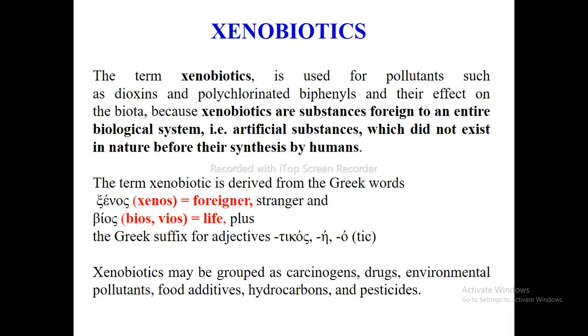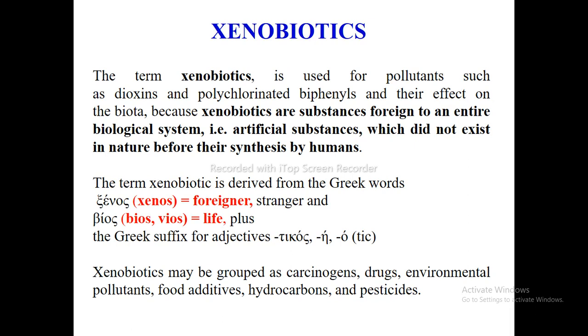Okay. Now what are xenobiotics? The term xenobiotics is used for pollutants such as dioxins, polychlorinated biphenyls, and their effect on the biota. Because xenobiotics are substrates foreign to an entire biological system, that is, artificial substances, which did not exist in nature before their synthesis by humans. So, xenobiotics are foreign to life. So, they are only present once the humans have created or synthesized them.